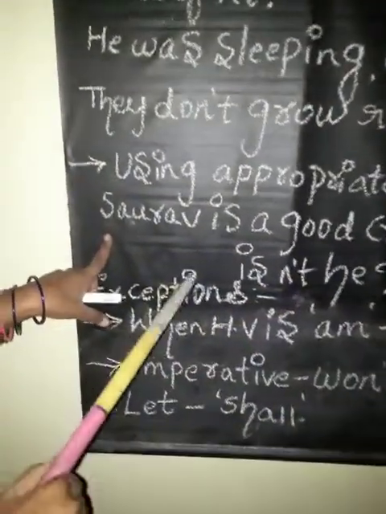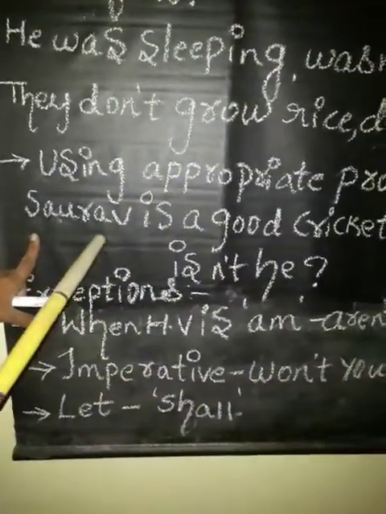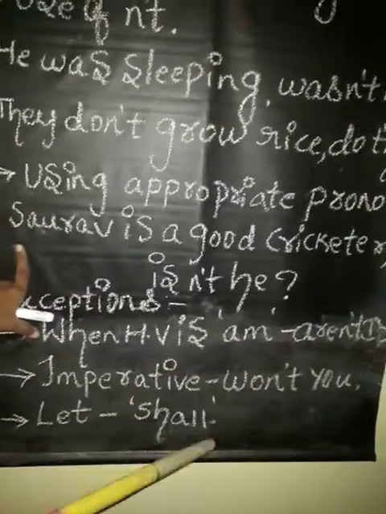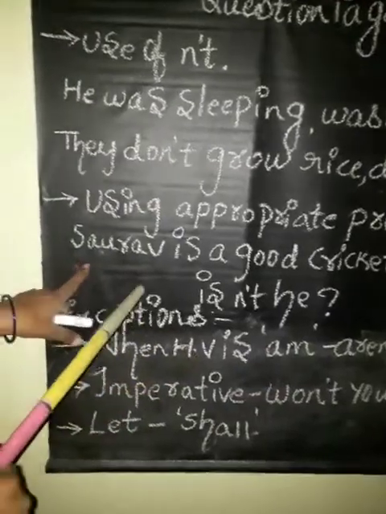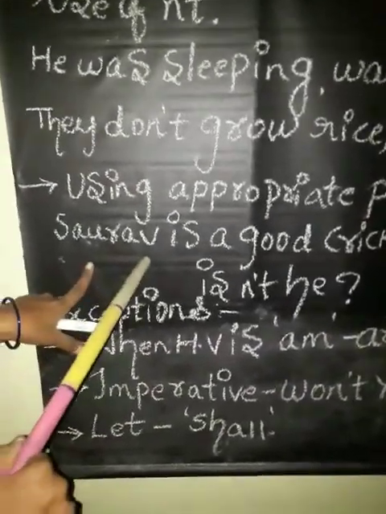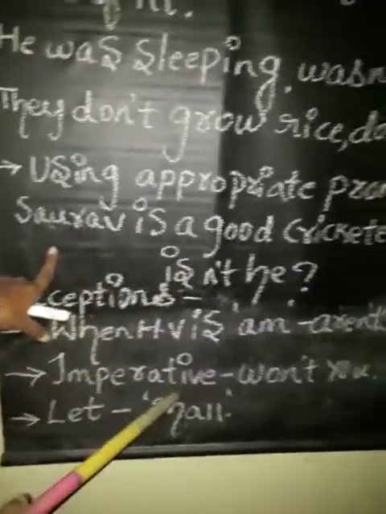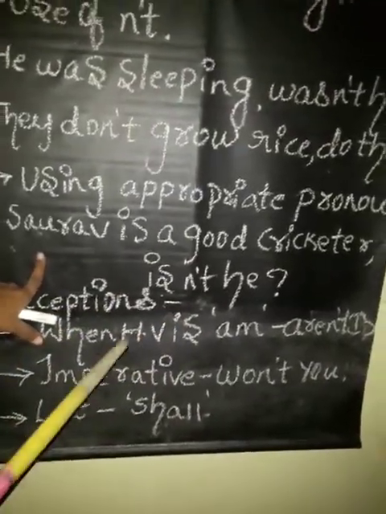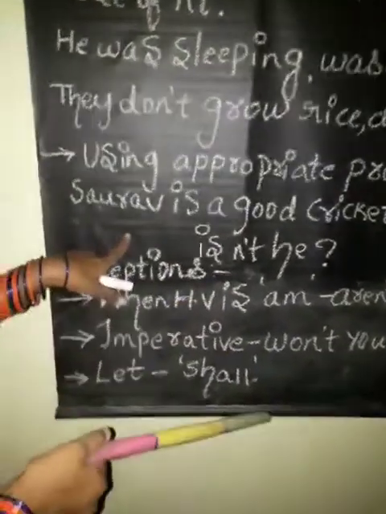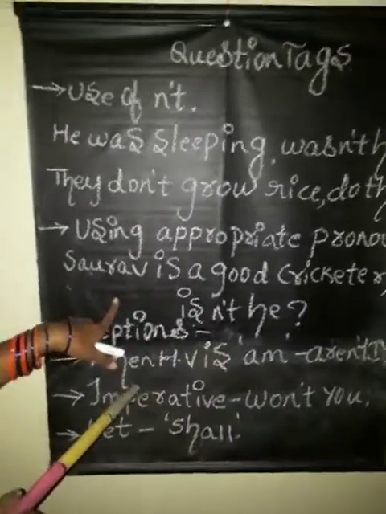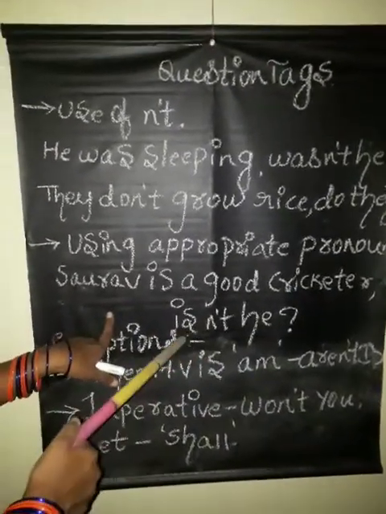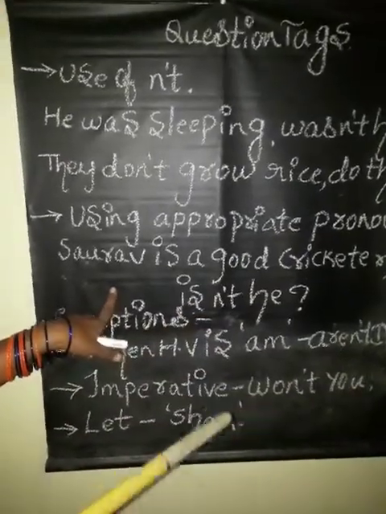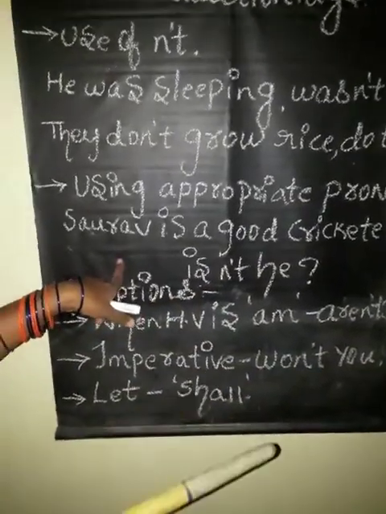Rama went to market. Here there is no helping verb, so what we have to do? We have to use did. The given sentence is positive, so we have to write the negative question tag didn't. Rama is feminine gender, so we use she as the pronoun: didn't she. I hope you all have understood till now.